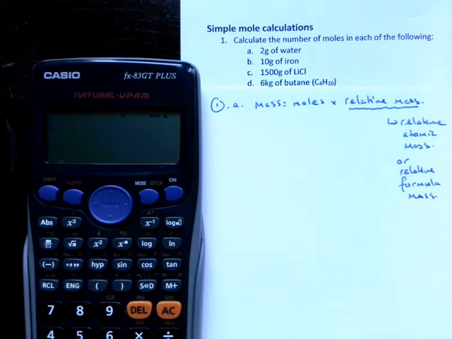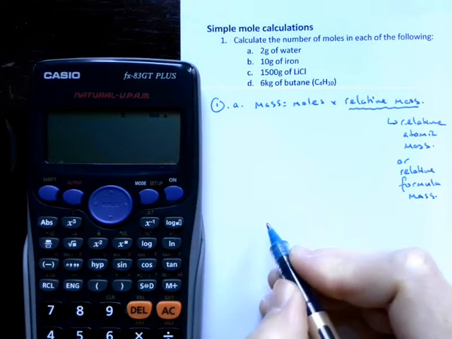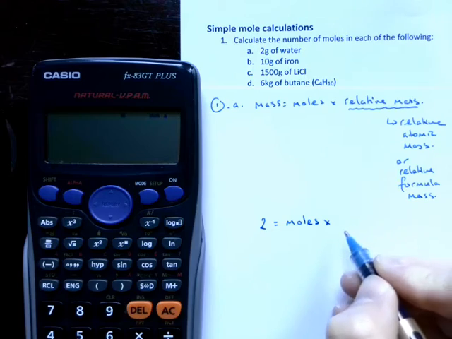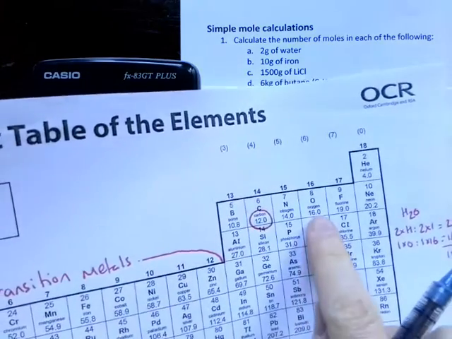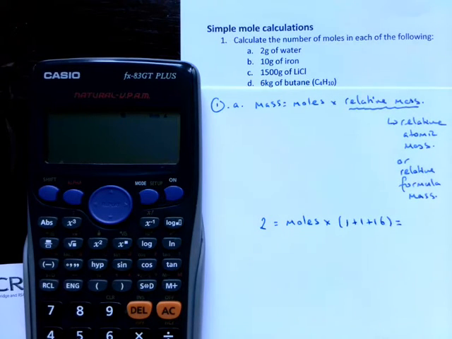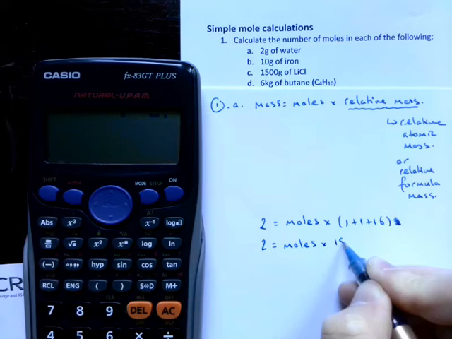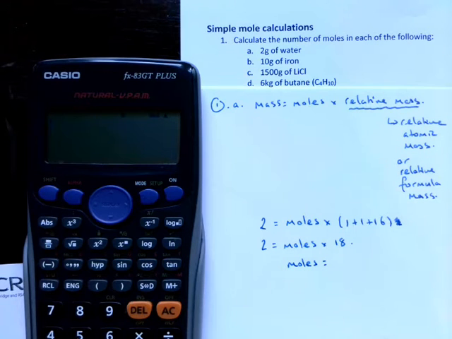Okay, so we're going to be doing the number of moles of water. So we're going to be using the relative formula mass for water. So I can say that I've got 2 grams of water, so it's 2 equals my number of moles times my relative mass of water, which is going to be, so it's H2O, H is 1, oxygen is 16, so it's 1 plus 1 plus 16. Okay, so I have 2 equals moles times 18, so the number of moles equals, well, I divide both sides by 18 and I get 2 divided by 18 gives me 0.11. All right, it's easy as that.